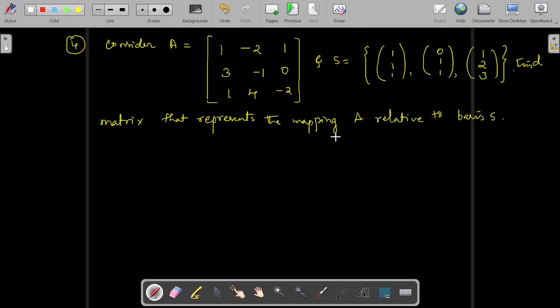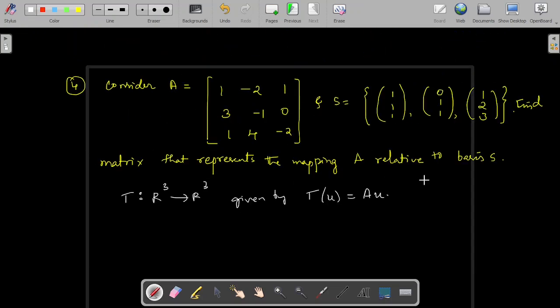Now see the fourth problem. Here a matrix is given and a basis is given. You have to find the matrix that represents this mapping A relative to the basis. Instead of giving the transformation algebraically, they have given you the matrix. You know that every matrix can be viewed as a transformation. Here it is a 3 by 3 matrix from R cube to R cube, given by T of u equal to A into u. This is the transformation associated with the given matrix A. Now you have to find the matrix that represents this transformation relative to this basis.